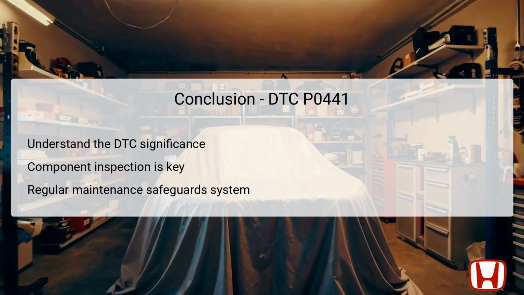In conclusion, understanding and addressing DTC P0441 is essential for maintaining the emission control integrity of your Honda Accord. This trouble code highlights a malfunction in the EVAP system's purge flow, emphasizing the need for thorough inspections of related components. Identifying and correcting issues early can prevent increased emissions and performance degradation. Regular maintenance and adherence to manufacturer guidelines can significantly contribute to the long-term health of the system.